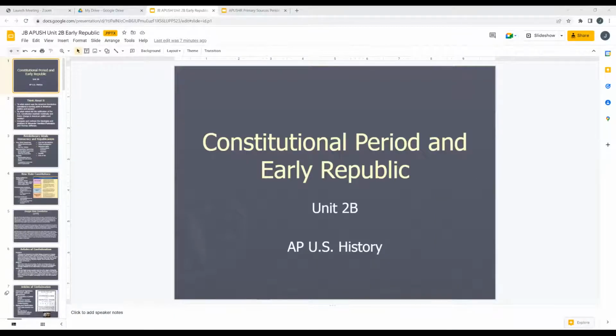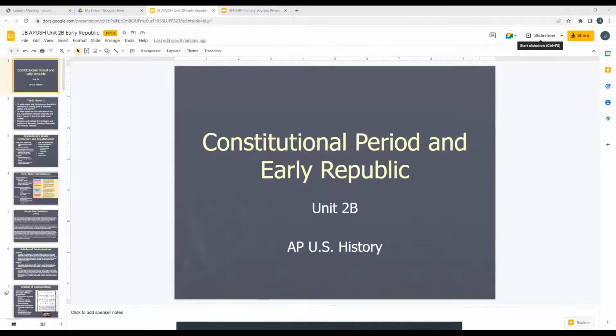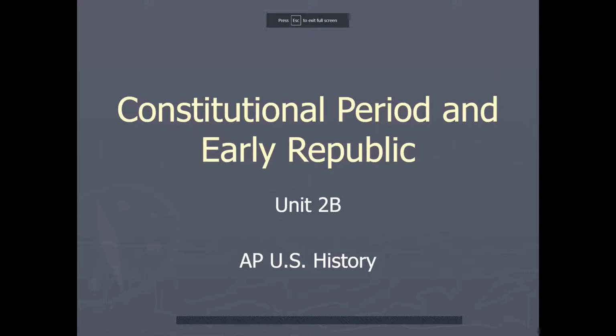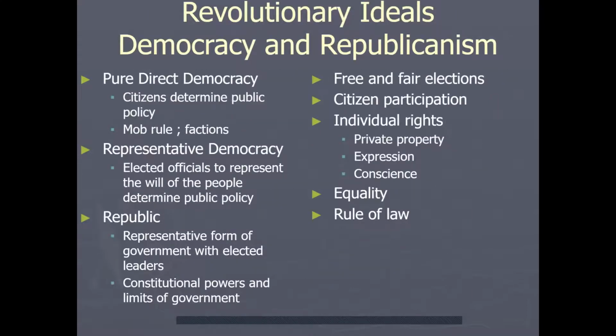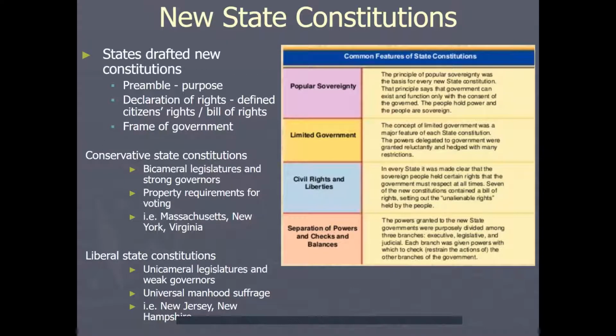Hello, APUSHers. We are going to address the early republic, starting with the national government under the Articles of Confederation after it has won the Revolutionary War. So let's start with, well, the United States has declared independence. It thinks it is free. It will earn that legitimacy when it negotiates the Treaty of Paris in 1783.